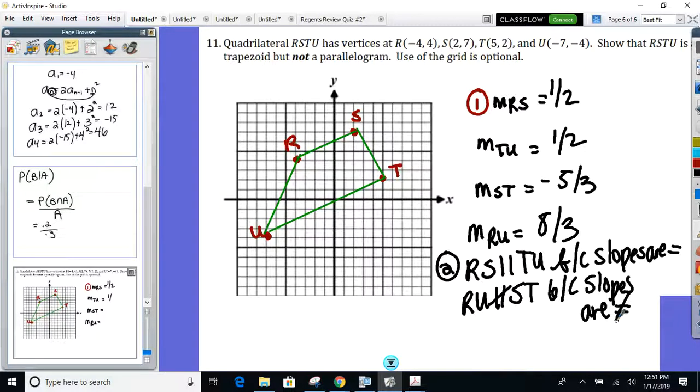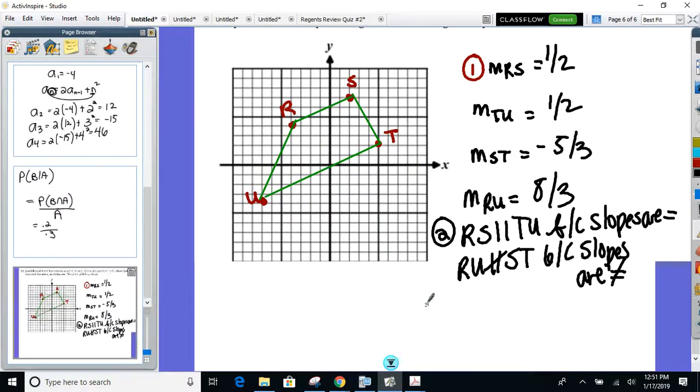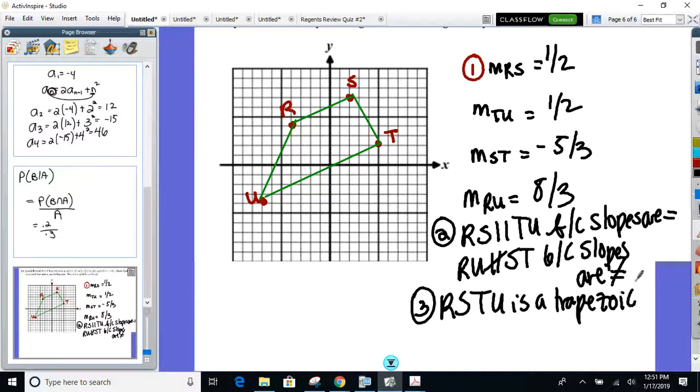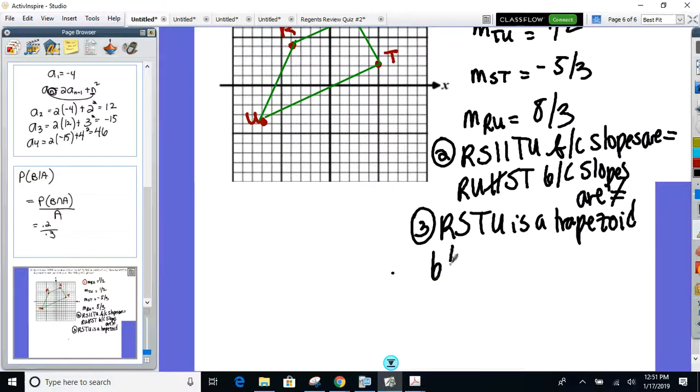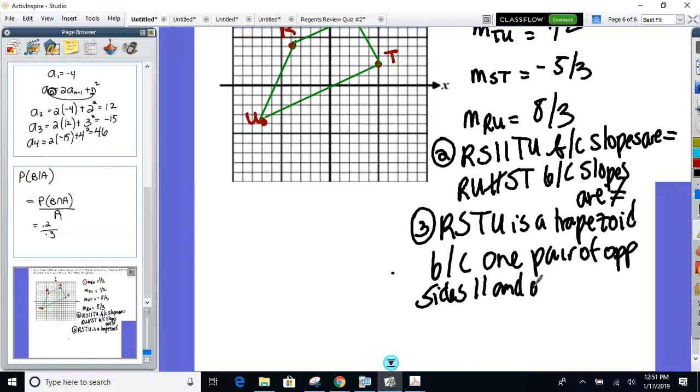All right, now I can say in step 3, RSTU is a trapezoid. What would be a good reason why it's a trapezoid? RSTU is a trapezoid because one pair of opposite sides is parallel and the other pair is not, or something of that nature. It doesn't have to be that specific wording.